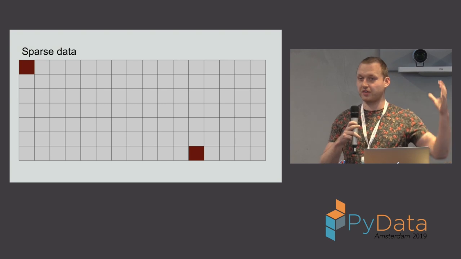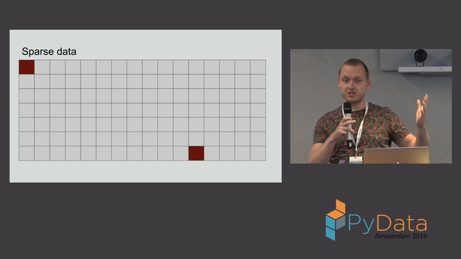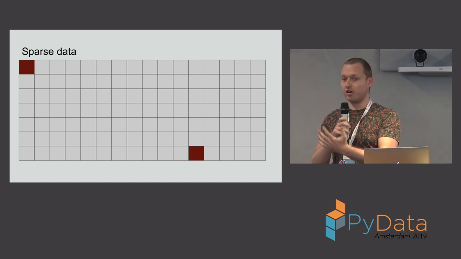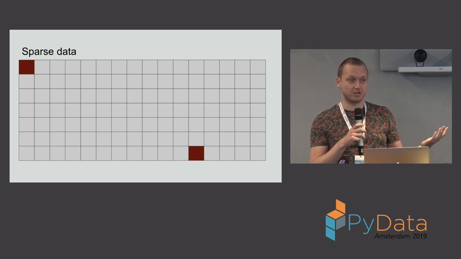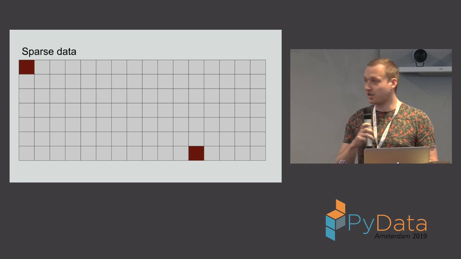If you have a matrix of 1,000 by 1,000 values, but only two or three of them are non-zero, you're not going to be saving 1 million individual numbers, representing all but two or all but three as zeros, because that's just a waste of space, and it's also slow to access the non-zero values, etc.